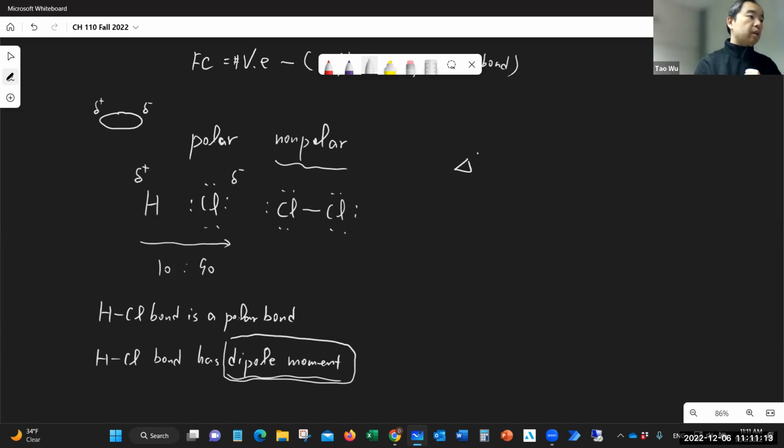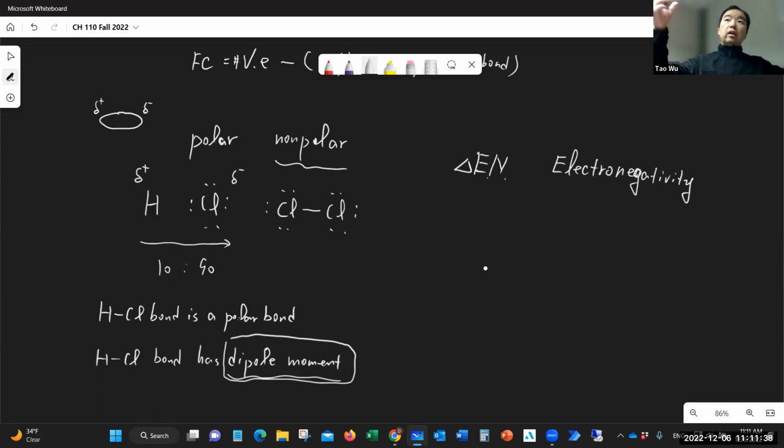Generally, we determine whether it's polar or non-polar based on the difference of the electronegativity. So based on the electronegativity of the two atoms, if they have a bigger difference in electronegativity, then they will have a more polar bond.